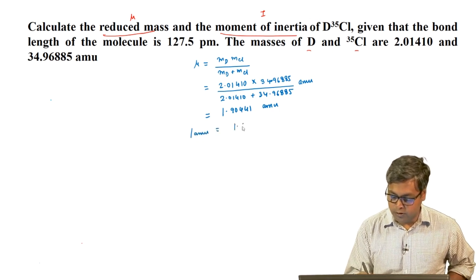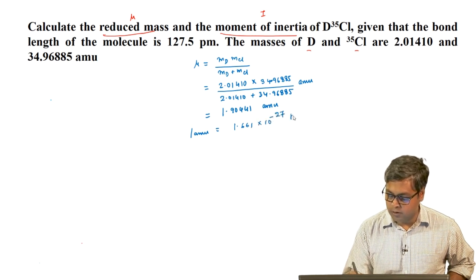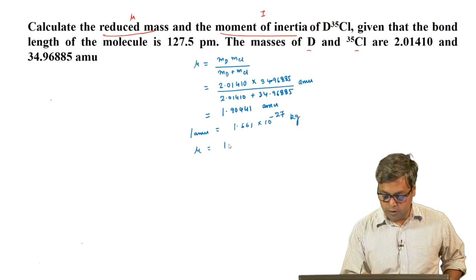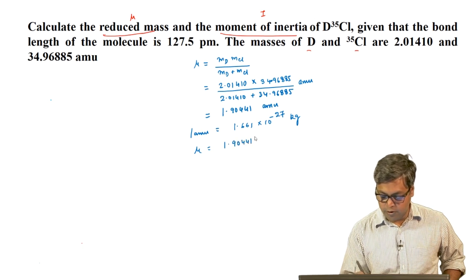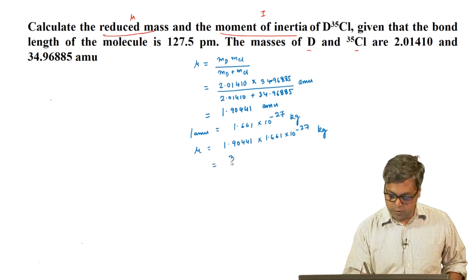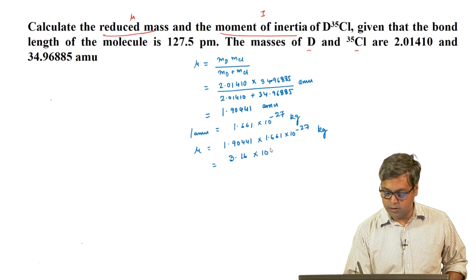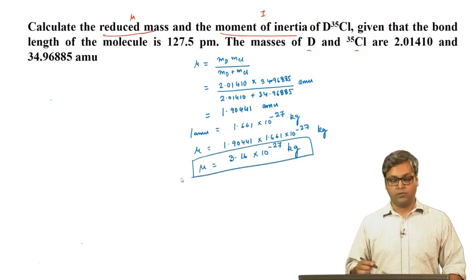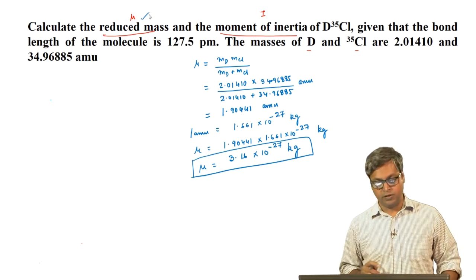And also, 1 AMU equals 1.661 times 10 to the power minus 27 kilograms. So, we can write mu equals 1.90441 times 1.661 times 10 to the power minus 27 kilograms equals 3.16 times 10 to the power minus 27 kilograms. So, this is the answer to the first part where we needed to calculate the reduced mass.